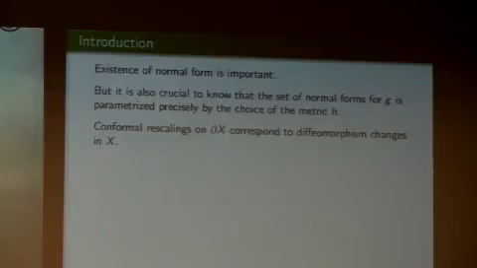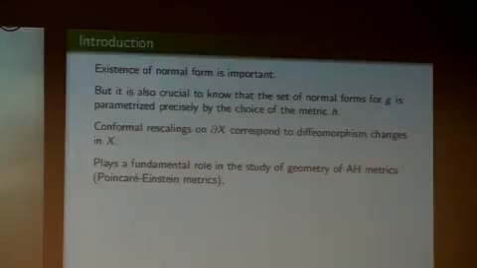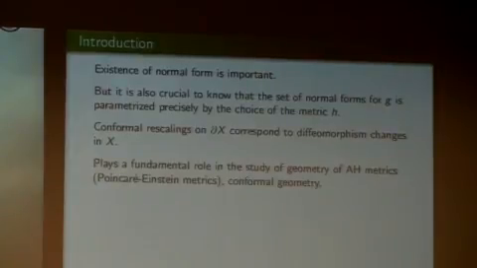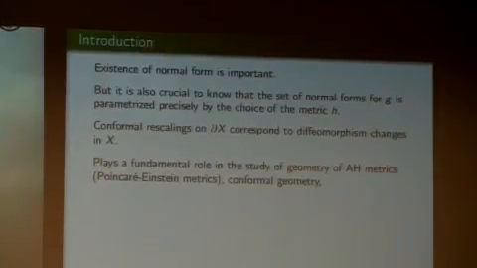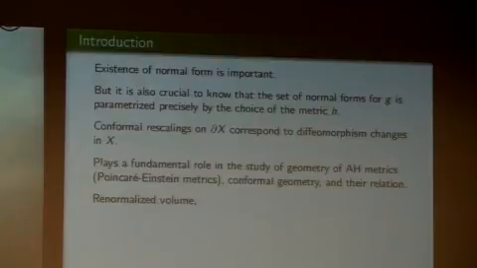So the main reason this is important is that the metrics on the inside are really often only determined up to diffeomorphism, and this parameterization of normal forms is how one mediates between the conformal changes on the boundary and diffeomorphism changes on the inside. So this is a fundamental interplay in the study of the geometry of these metrics and in conformal geometry of the boundary and the relationship between the two.